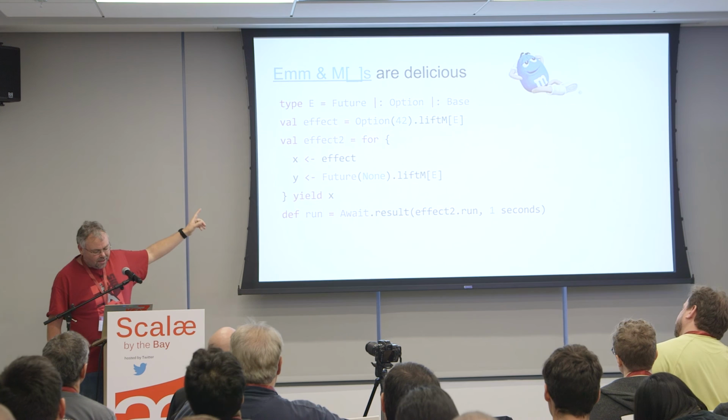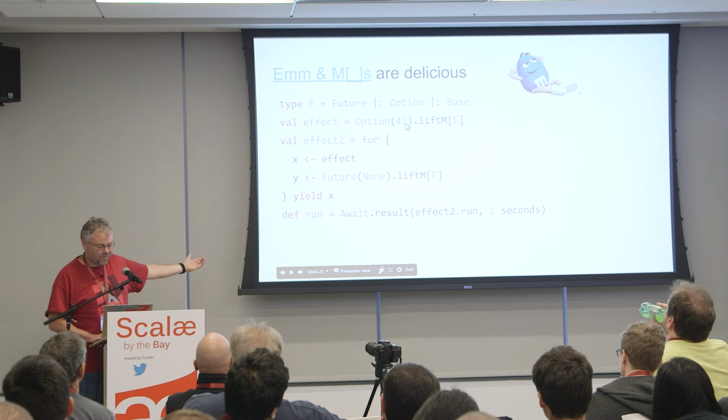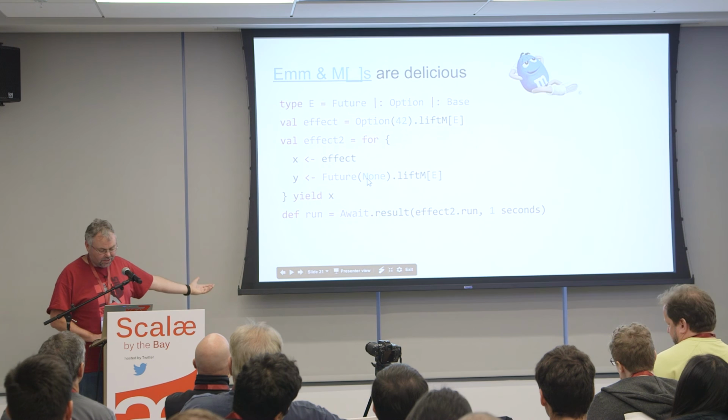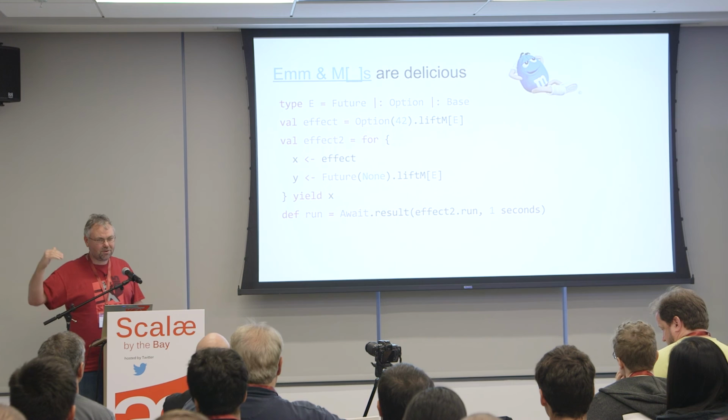When you do this, you get an implicit lift M that will take any of the types here, anywhere along here, and turn them into one of these M's, or one of these E's in this case. So we can lift an option into a future option. We can lift a future into a future option. And we can run the result, and what we'll get back eventually is a future of option, no matter whether we started with an option in there or a future in there or whatever. You can mix them together at that point.